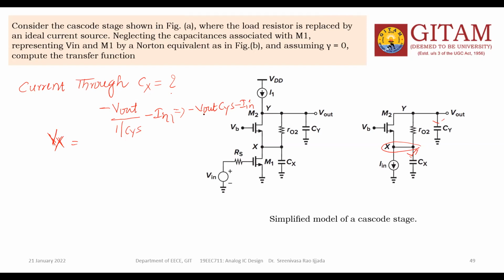The current to Cx is this much: minus Vout Cy s minus Iin. This is multiplied with the impedance. What is the impedance of this element? 1/(Cx s). This is the voltage at node X. Now, what is the small signal drain current of M2?